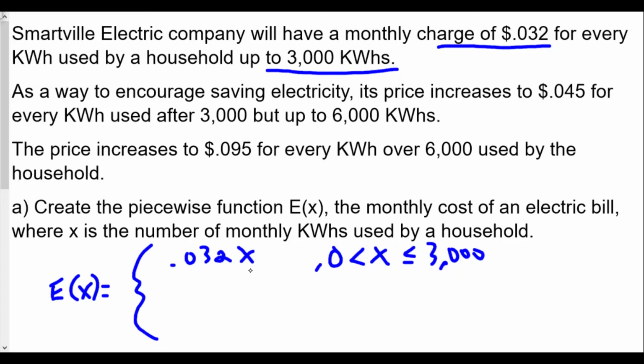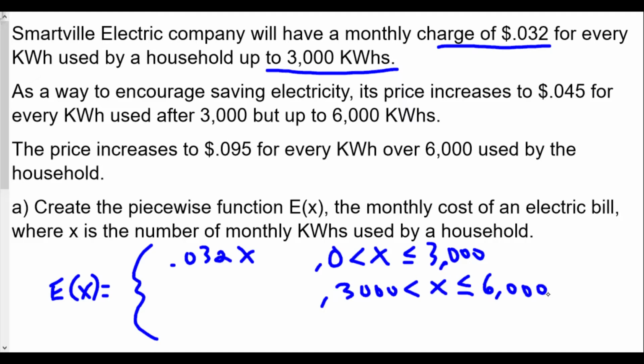However, the next tier is for values after 3,000 but up to 6,000. That means for all values of x greater than 3,000 but less than or equal to 6,000. So that's the interval here. Before we find the function itself, let's establish the last interval. In this case, it's going to be x is greater than 6,000.